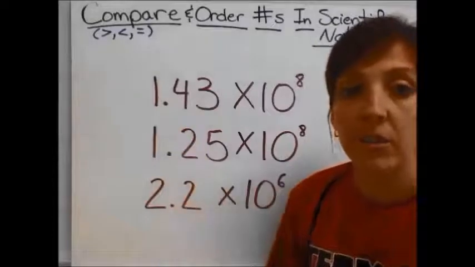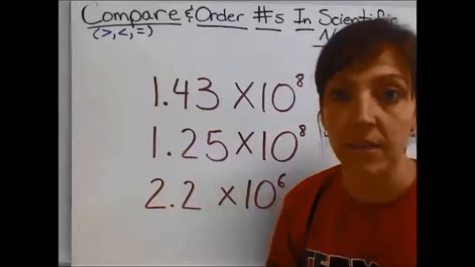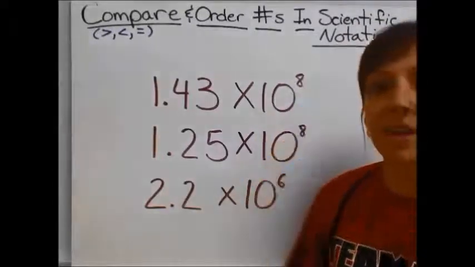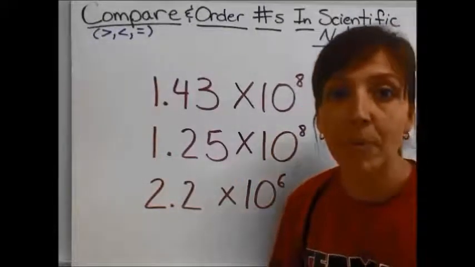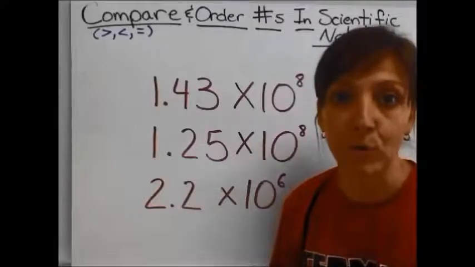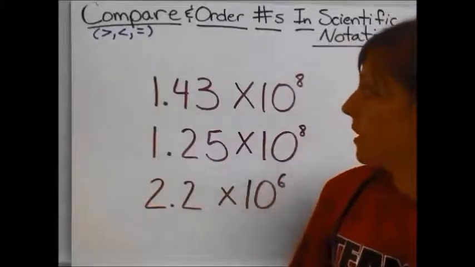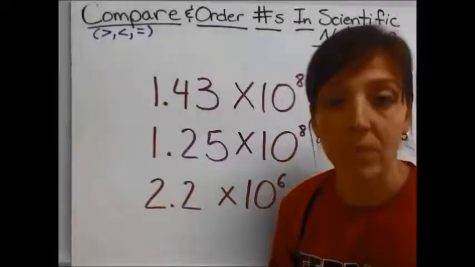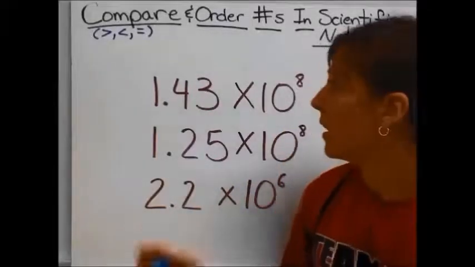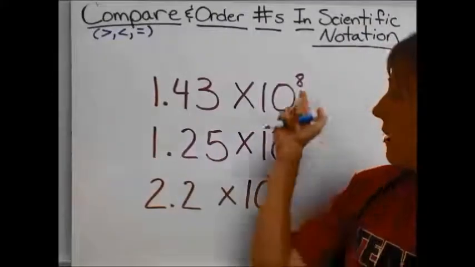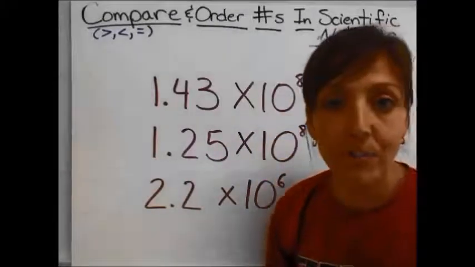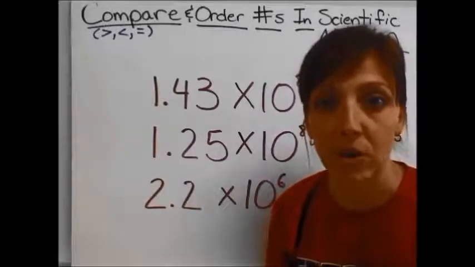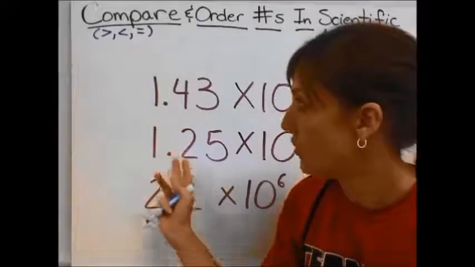Now, in comparing these three numbers written in scientific notation, the first thing I'm going to do is take a look at the exponent, because I know the exponents tell me how many place value spots my decimal moves. So, the larger exponents are going to be my larger numbers. Here I have 10 to the 8th, and here I have 10 to the 8th. So when my exponents are the same, then next I'm going to go to my decimal number to figure out which one's larger.